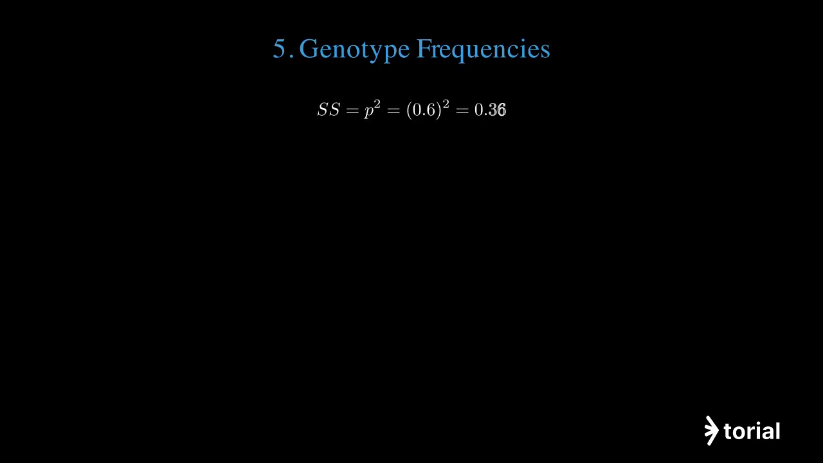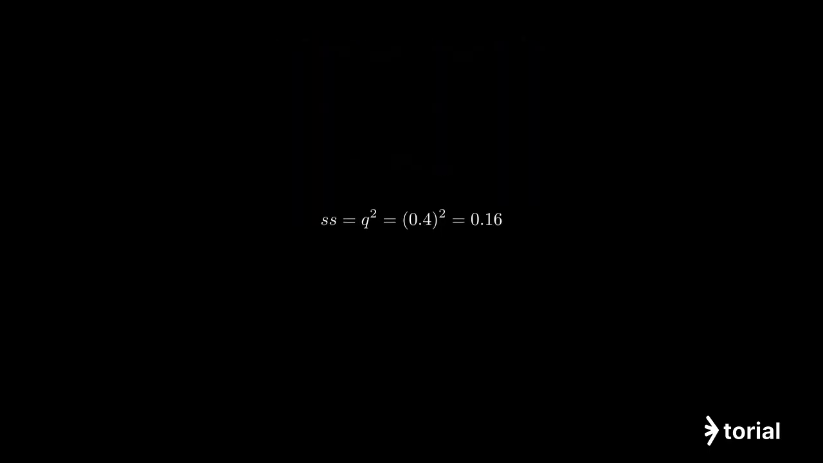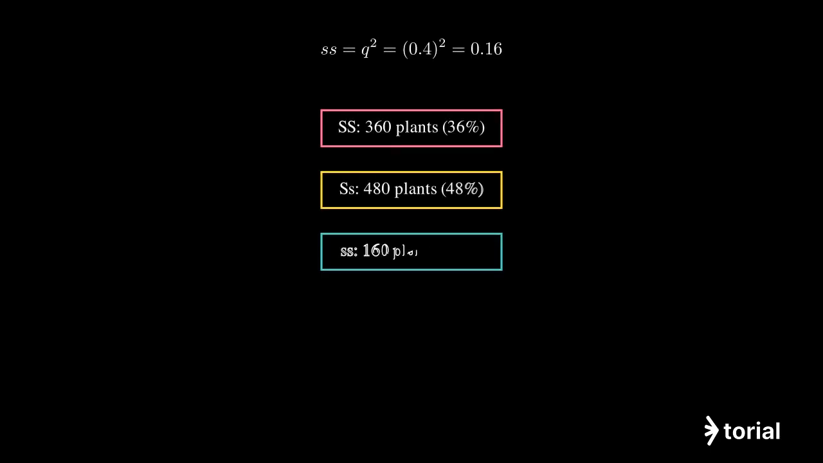Homozygous dominant SS equals p squared, which is 0.36 or 36%. Heterozygous Ss equals 2pq, which is 0.48 or 48%. Homozygous recessive ss equals q squared, which is 0.16 or 16%. In our population of 1,000 plants, we expect 360 with genotype SS, 480 with genotype Ss, and 160 with genotype ss. Let's summarize the key steps for using Hardy-Weinberg to find allele frequencies.